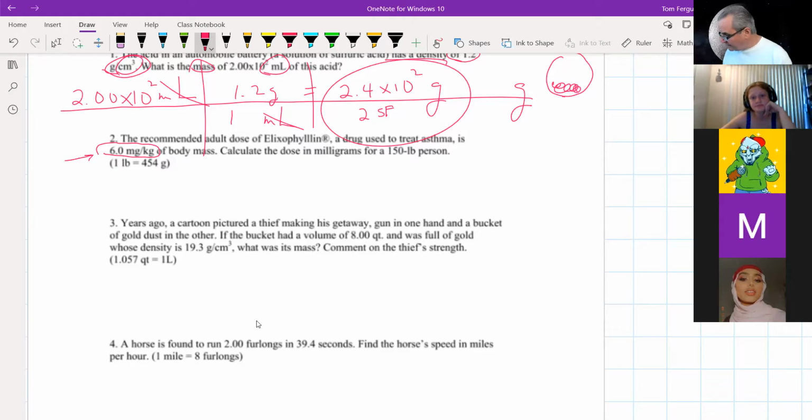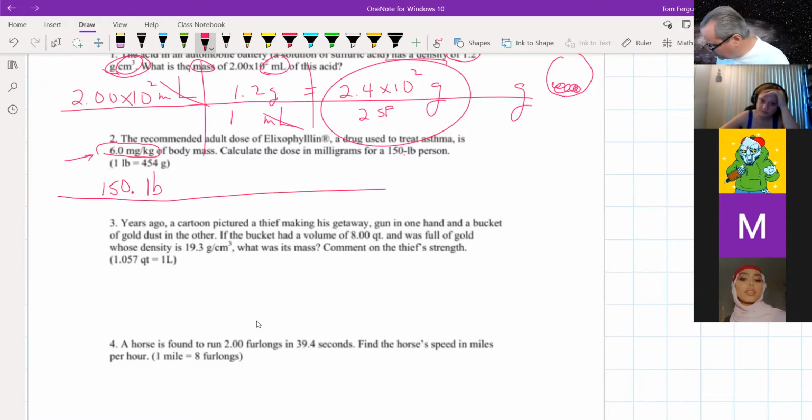Okay, so basically, we're starting with a 150-pound person. Let's just make that a 3 sig pound person. The way it's written, you come up with 2 sig figs. Let's just make it 3. Well, of course, the 6.0 is 2 sig figs as well.